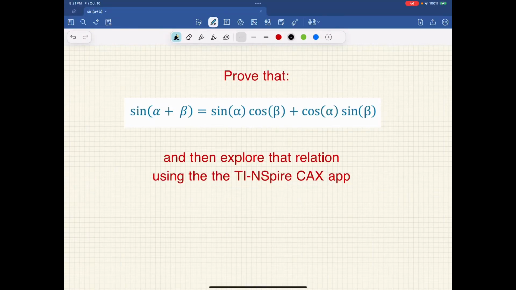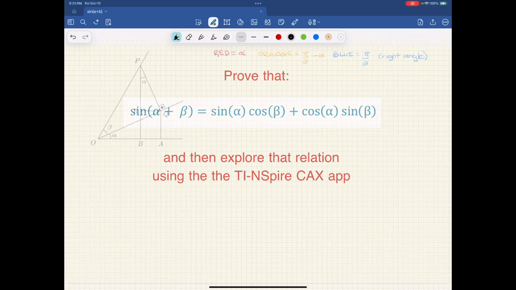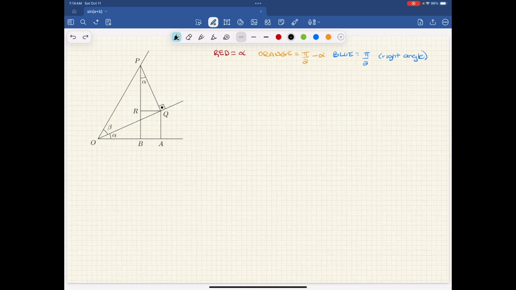In this video, we're going to prove the trigonometric relation that sine of alpha plus beta equals sine alpha cosine beta plus cosine alpha sine beta. And then we'll explore that relation using the TI N-Spire CAS app. This image on the left will help us to keep track of our angles and line segments and triangles.